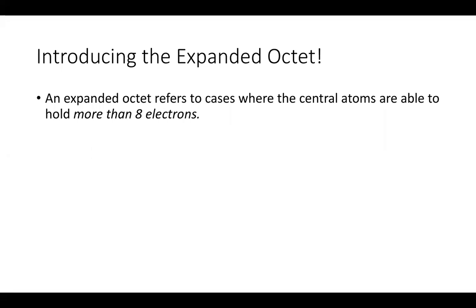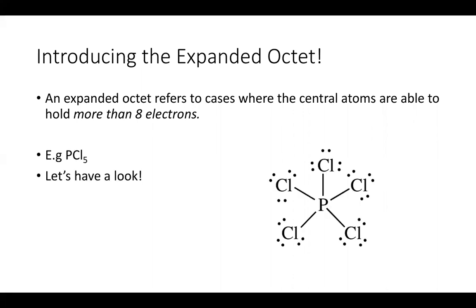So an expanded octet refers to the cases where our central atoms are in fact able to hold more than 8 electrons. Previously, we only talked about the octet rule, which says central atoms must have 8 electrons around them. However, with the expanded octet, there is an exception to that, and we can find molecules with more than 8 surrounding the central atom. An example of this that I've pulled out is phosphorus pentachloride. As you can see, around the central phosphorus atom, it's breaching that octet rule, and we have 1, 2, 3, 4, 5, 6, 7, 8, 9, 10 electrons surrounding the central atom.